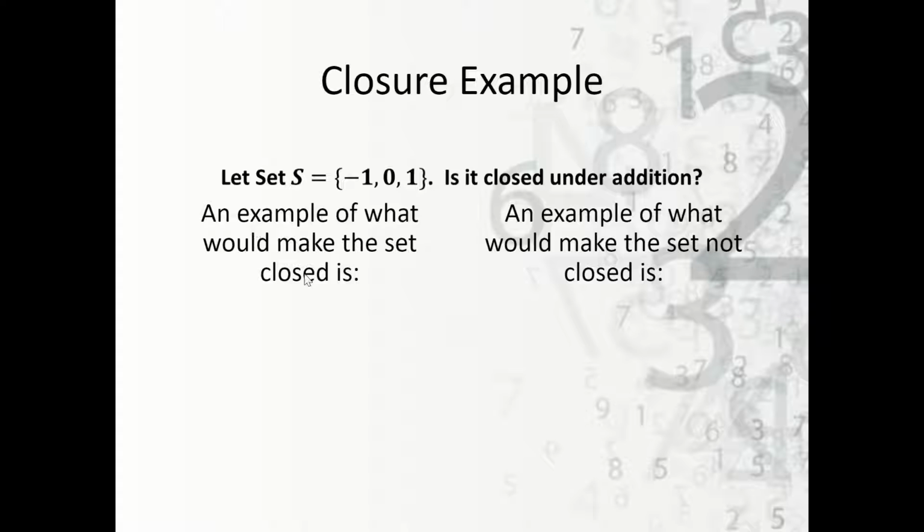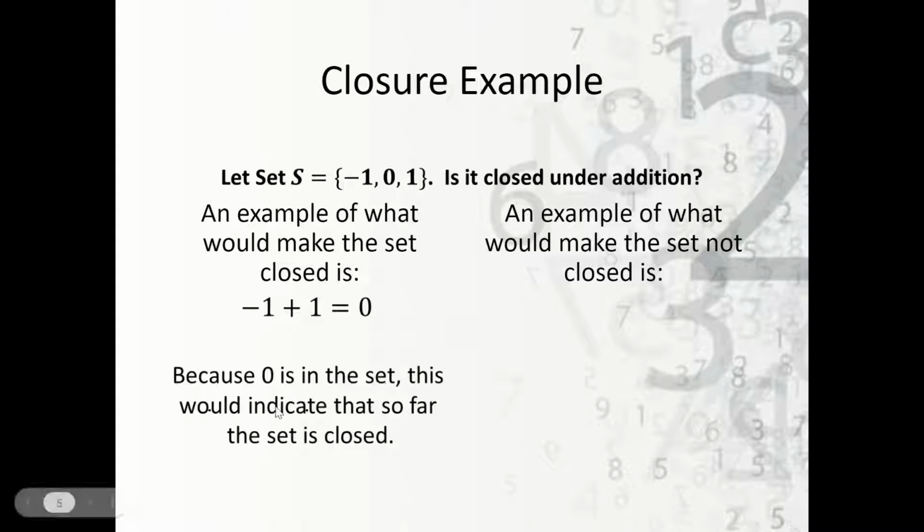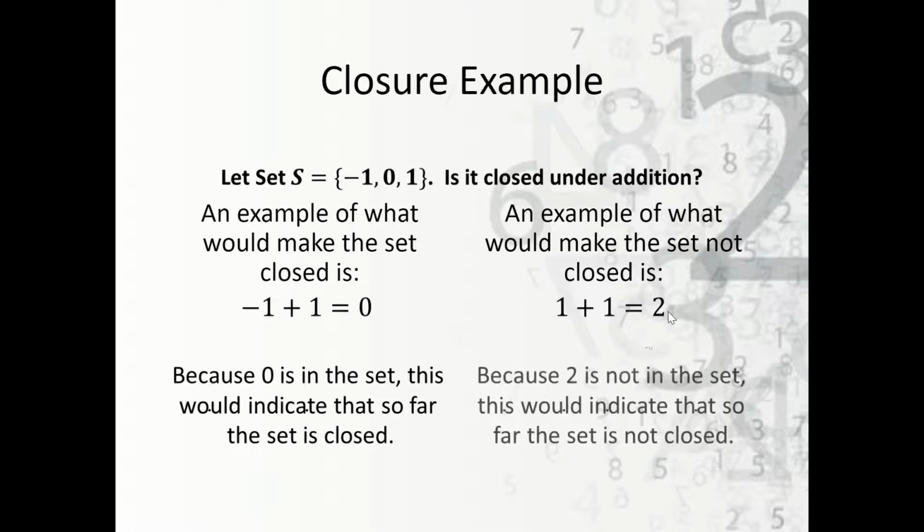An example of what would make the set closed would be -1 plus 1 equals 0. Because 0 is in the set, it looks like it might be closed. Now, is there an example we can come up with that makes it out of the set? Well, if we add 1 plus 1, because we do need to include it plus itself, 1 plus 1 equals 2. Well, 2 is not in the set, therefore the set is not closed. And again, if there's even one example of this, it doesn't matter that the other part ended up inside the set. Because this one example is out of the set, the whole set is not closed.